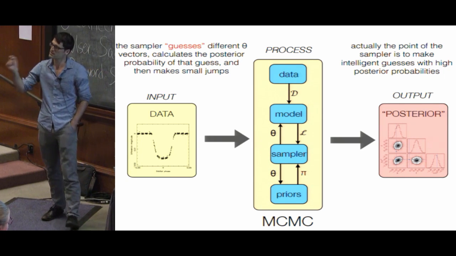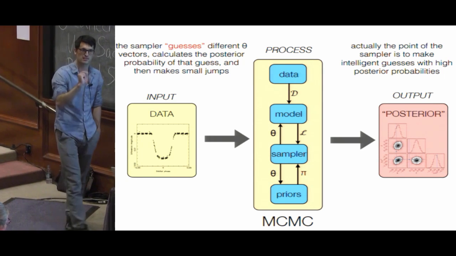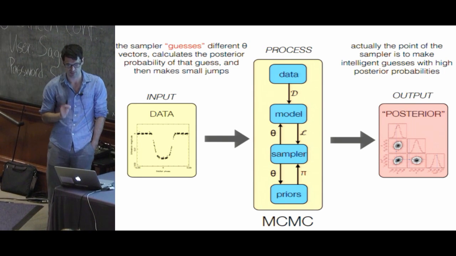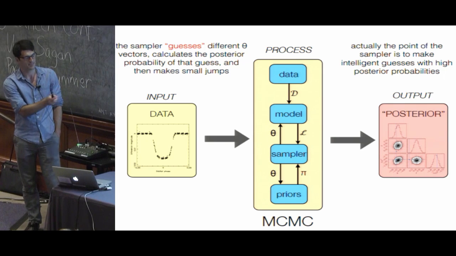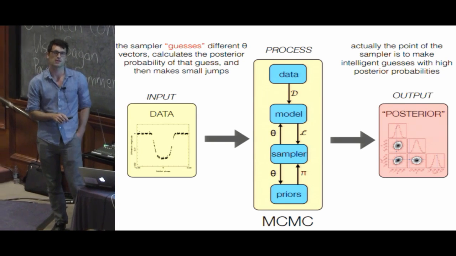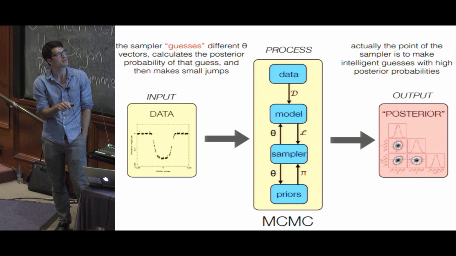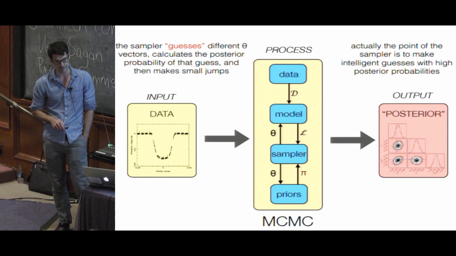And then you're going to make lots and lots and lots of jumps and evaluate the posterior probability all over, and we'll get to exactly how that works. But this is kind of a rough schematic as to if you were writing a code and you wanted to have a few functions, this would be the functions you'd have. So you'd have a sampler, you'd have a model, and you might have a function for your priors.